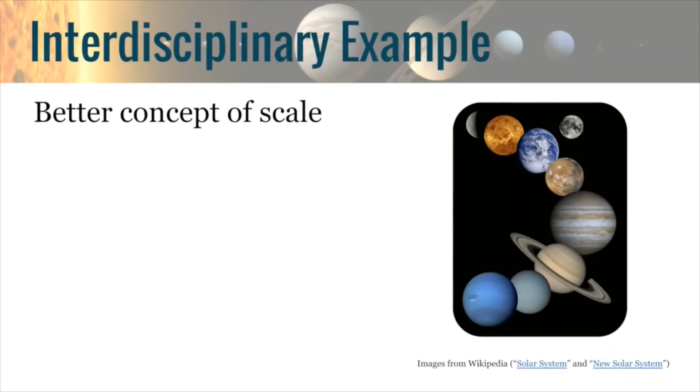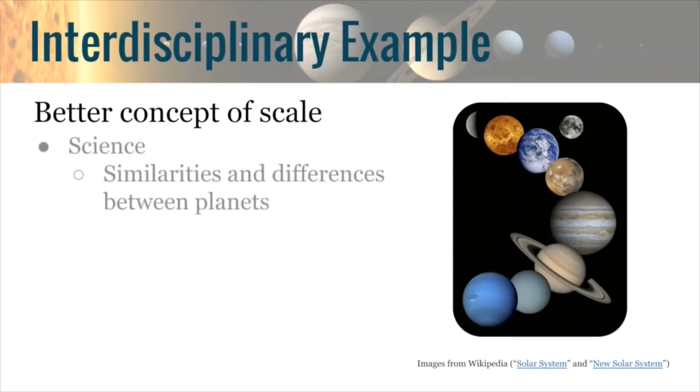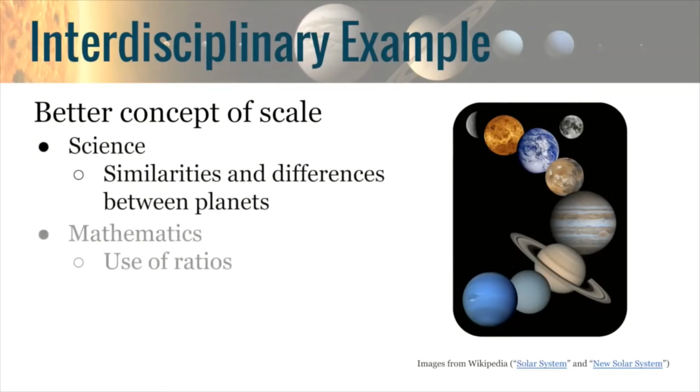The math teacher offers to help by having students scale a model of the solar system by using the ratios they are learning in class. The learning goal of science focuses on the similarities and differences between planets, and the learning goal of math focuses on the ability to apply the use of ratios.